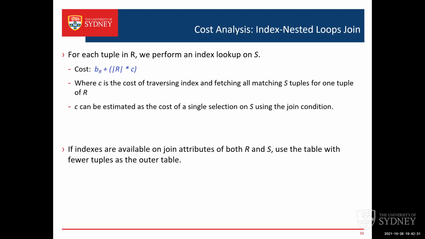Hopefully making sense. If indexes are available on join attributes on R and S, use the table with fewer tuples as the outer table. So which one should we use as the outer table? Which one has fewer tuples? You need to use that one as the outer table to get the output, because we are multiplying R with C. If we have S into C, sorry, S into C. So depending on whichever is lower, you will get the lower cost.